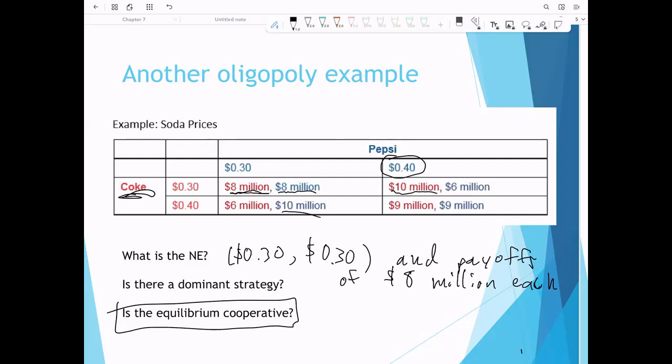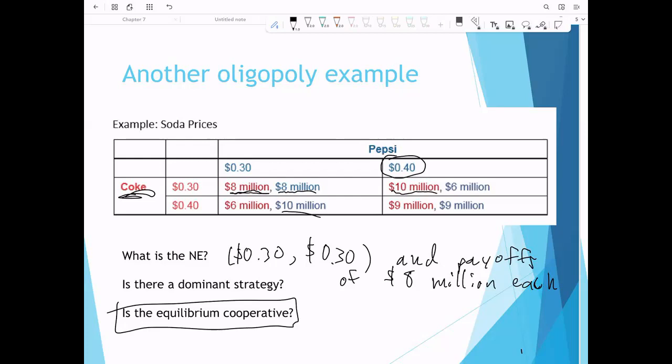Is there a dominant strategy? Does anybody remember what that means? Yeah, Maddie. I might be wrong, but is it a yes? Because regardless of what the other does, they choose 30. Yeah, that's the idea. Exactly right. So dominant strategy says it doesn't matter what the other person is going to do, my best response is the same either way. So they'll both choose 30 regardless of what the other does. So there's a dominant strategy for each of them.